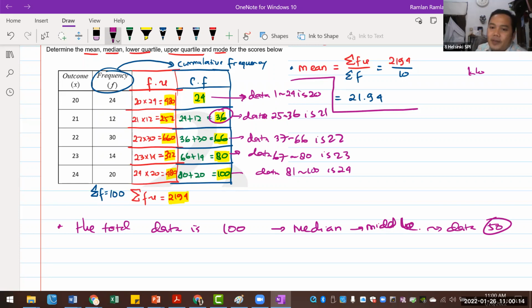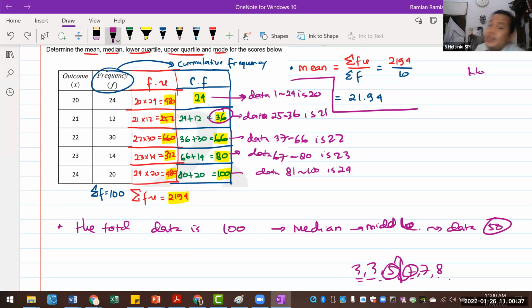For example, if I have 3, 3, 5, 7, 7, and 8, the median is here. It means that this data and this data, you add them up and then you divide it by 2, because we have an even number of data. There are 6 here, 1, 2, 3, 4, 5. The same thing with this one.